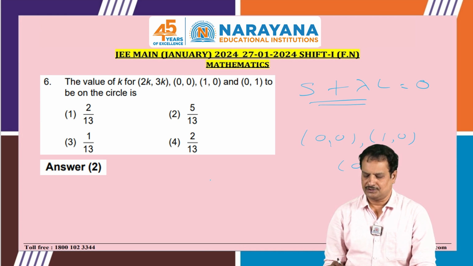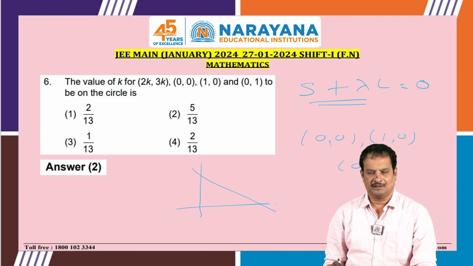What is the equation we are going to use? You can clearly see that these are forming a right angle triangle. This is 0, 0. This is 1, 0. Here we have 0, 1. So since it is a right angle triangle, the circle passing through these 3 points will have this one.